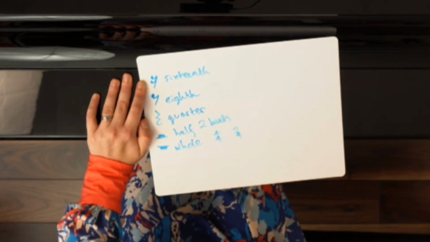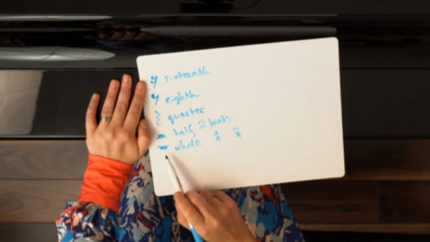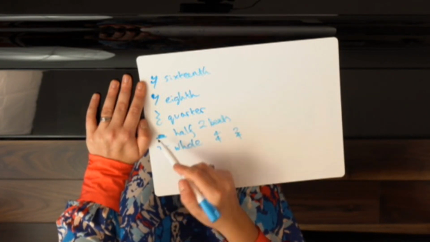And it's only used in some time signatures because, for example, if we're in 2/4, then a whole measure is 2 beats. So we use this one rather than that one.